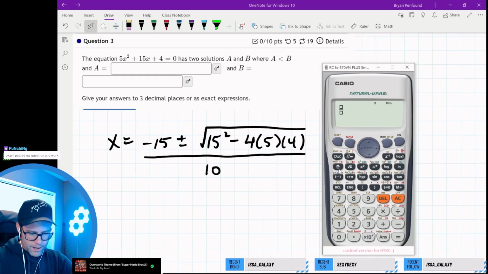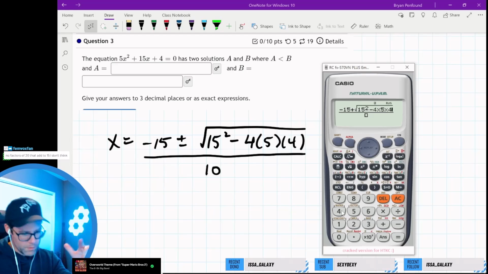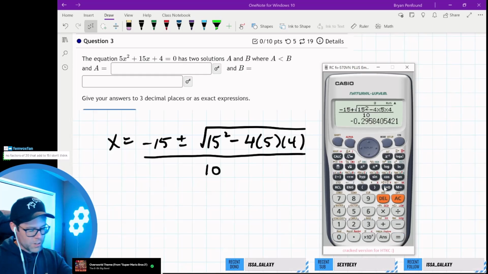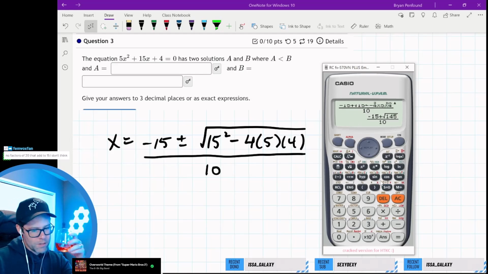But let's try quad formula. So let's go negative 15. I'm going to go with the positive root first. So we'll go 15 squared minus 4 times 5 times 4. So 4 times a times c. That looks fine. And then we'll go divided by 2a, which is 10. Oh, okay. So we are going to get some terrible answers. So we'll get negative 15 plus or minus root 145.